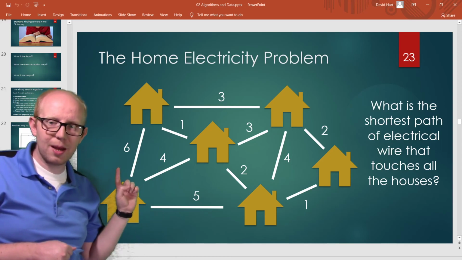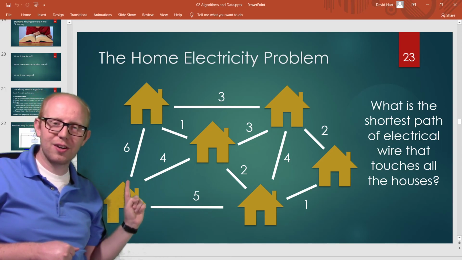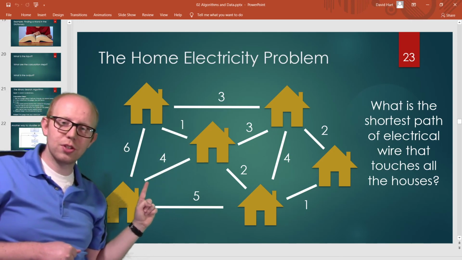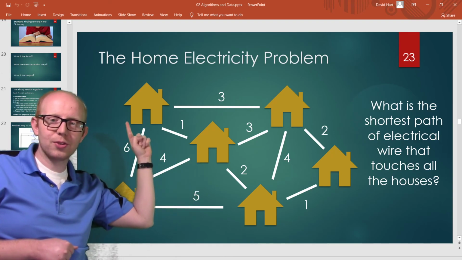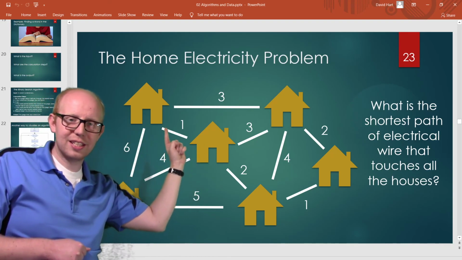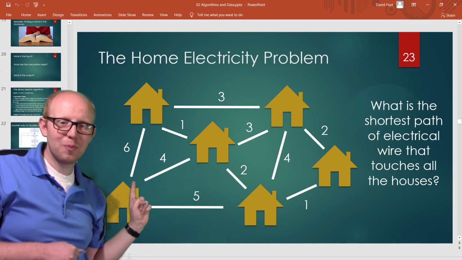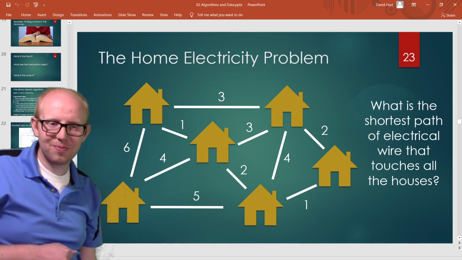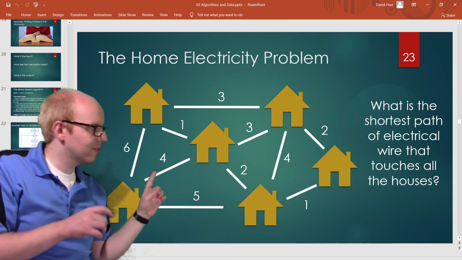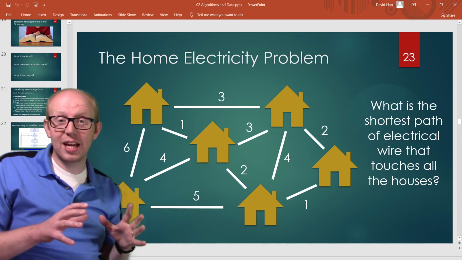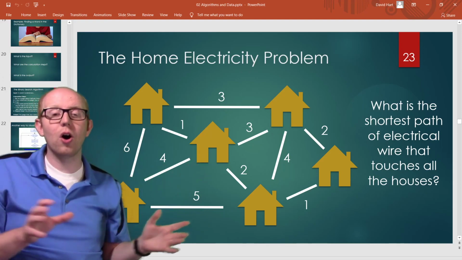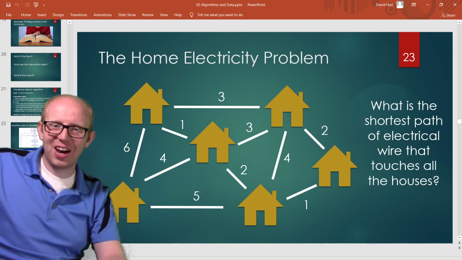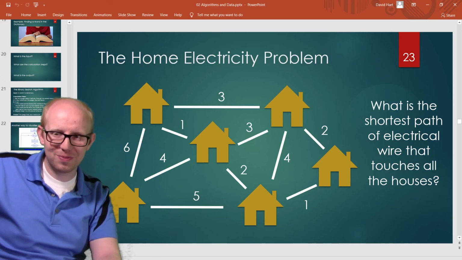For example, this 6 right here is a really long distance between these two houses. It's actually faster to go from this house to that house, right? 4 and 1 is less than 6. So it makes sense to have 2 wires here, and then all 3 of these houses are connected. So which wires do I need so every house is connected to at least 1 wire, and all the houses are connected? That's your homework. We'll talk about it in the next video. We'll look at the solution.